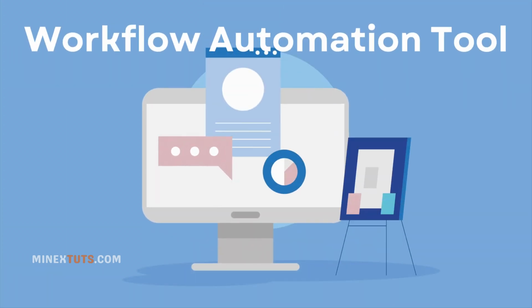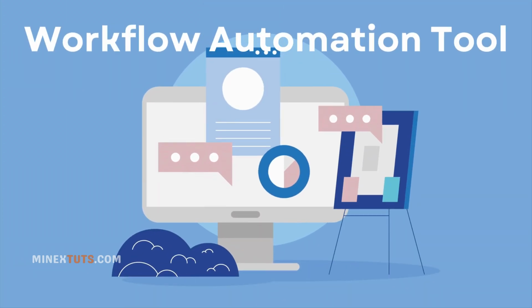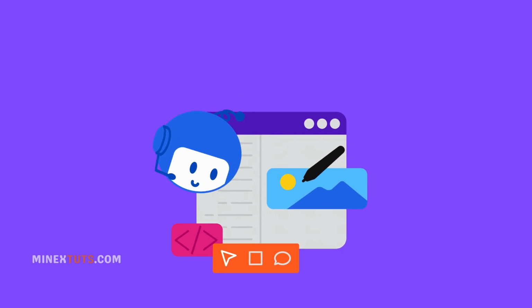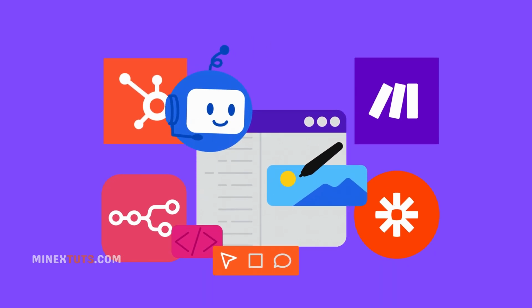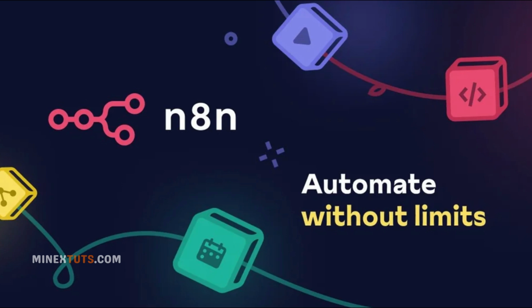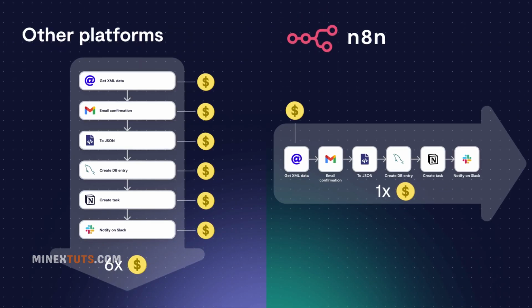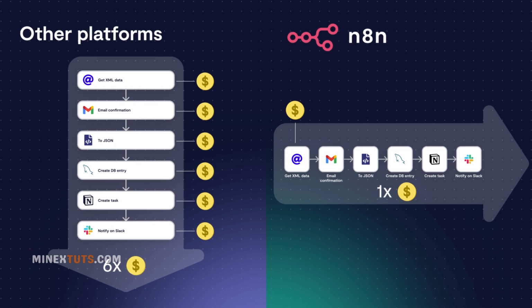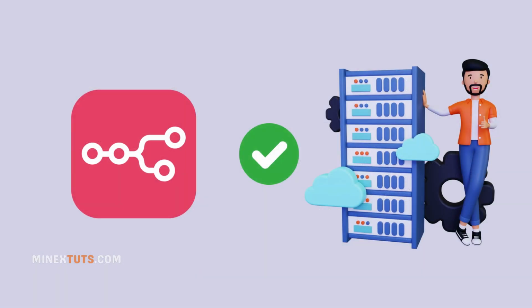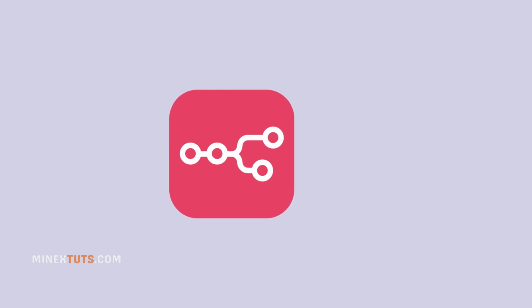There's a powerful workflow automation tool that's completely free, open source, and gives you more flexibility and advanced integrations. This is N8N, the game-changing alternative to Zapier, making automation easier and more cost-effective. The best part? You can host it yourself and say goodbye to monthly subscription fees. Let's start with the basics.